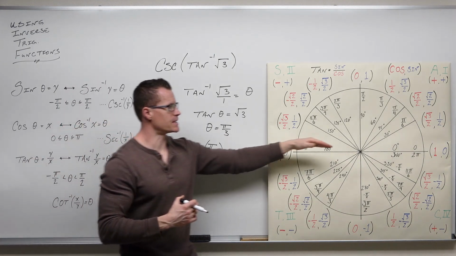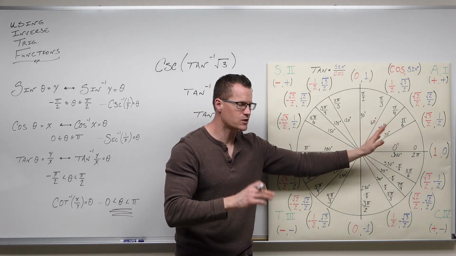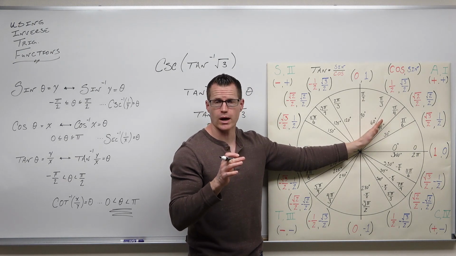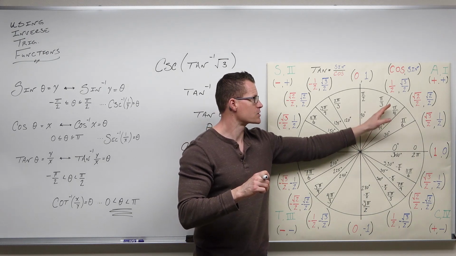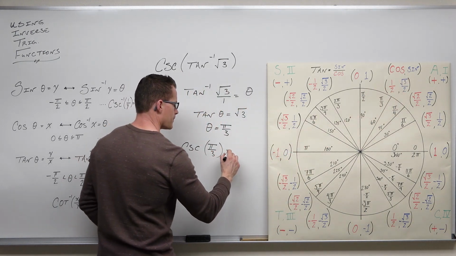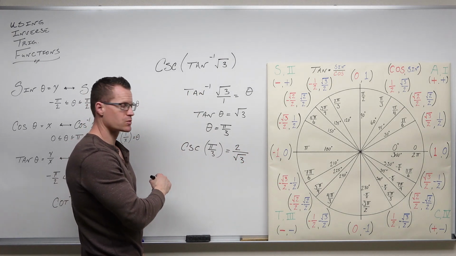Cosecant of pi over 3 says, here's pi over 3. Remember, it can be anywhere on a unit circle for the trig function. It does not matter. You do not have to restrict it, but cosecant of pi over 3 says find your y coordinate, take 1 over that, or reciprocate it. So here's my y coordinate. I'm going to take 2 over square root of 3 again. If I rationalize, we get 2 square root of 3 over 3.